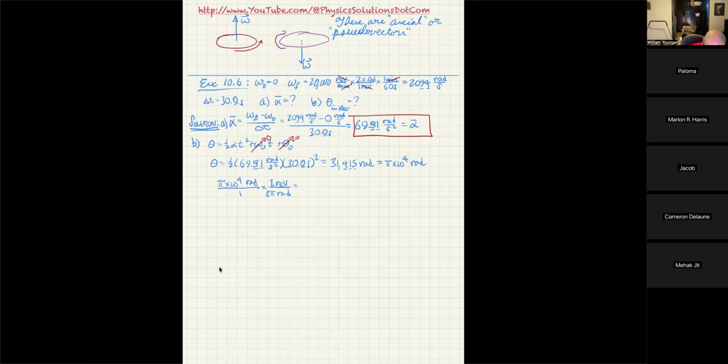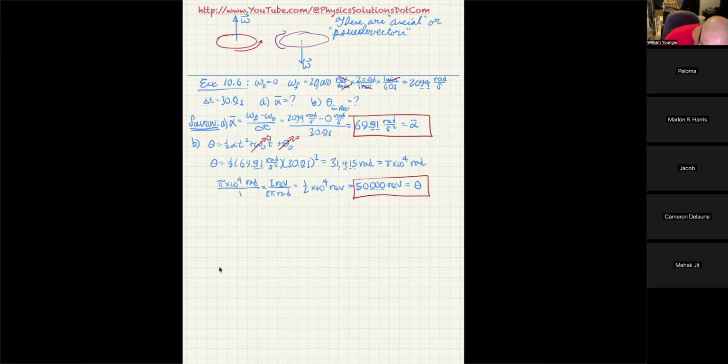If I say pi times 10 to the fourth and then divide it by 2 pi, then I get 1/2 times 10 to the fourth, and that's revolutions. Well, 10 to the fourth is 10,000, and half of that would be 5,000. So we're estimating that this should be roughly 5,000 revolutions that transpired during that 30-second interval. Anybody have any questions on that? And that's the same answer they got.